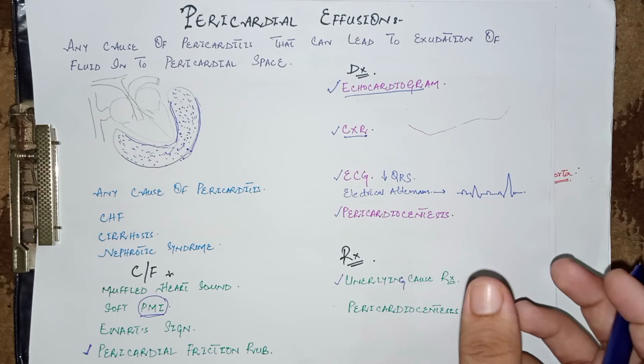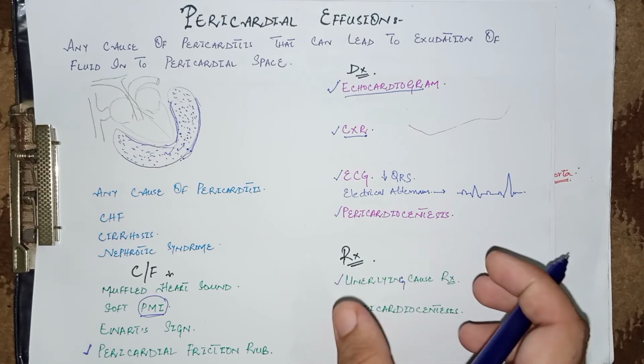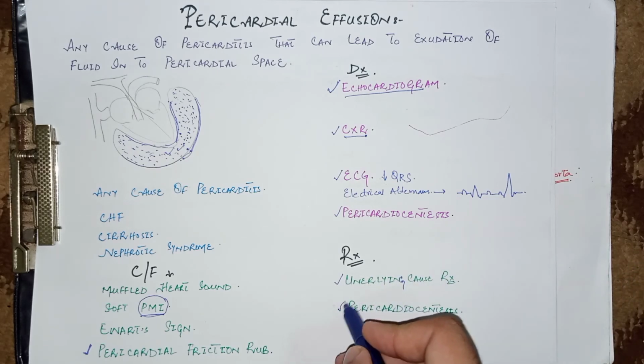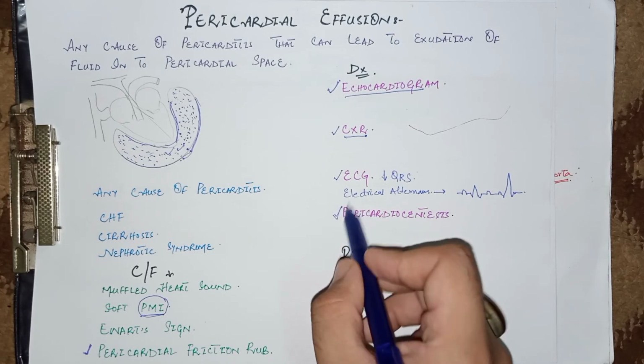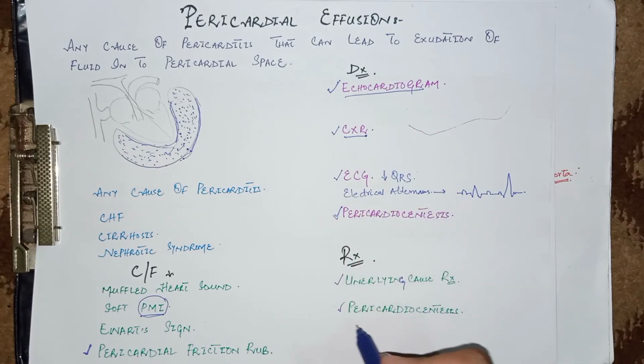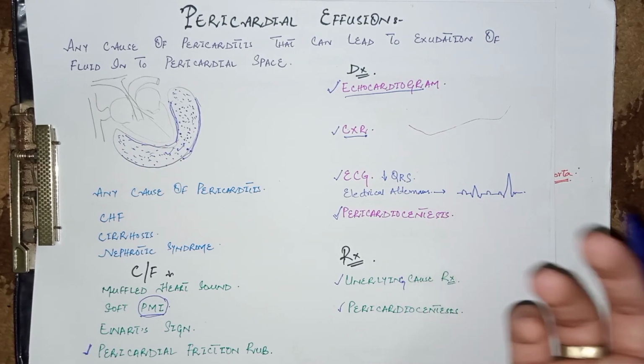In very severe cases or very high volume pericardial effusion cases, sometimes pericardiocentesis is needed, that is fluid removal. Not in all cases; it is a very rarely performed procedure. It is mainly diagnostic in case of pericardial effusion. In very severe cases, only sometimes pericardiocentesis is performed, not in all the cases. So this was the whole about pericardial effusion.